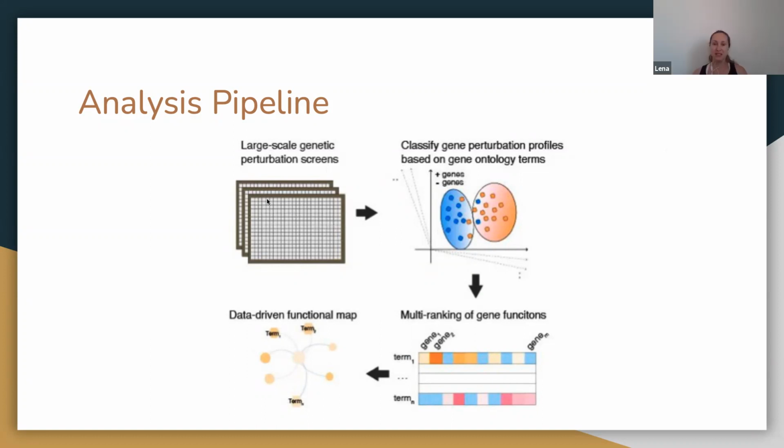So the analysis pipeline: we take large-scale genetic perturbation screens. We apply the KCML algorithm that classifies the gene perturbation profiles, and then the classifier outputs predictions of gene functions. And then we can make a data-driven functional map, which lets us map connections between genes based on their functions.